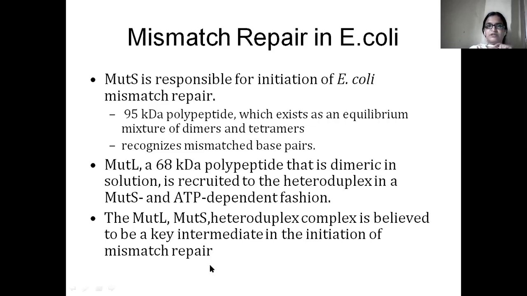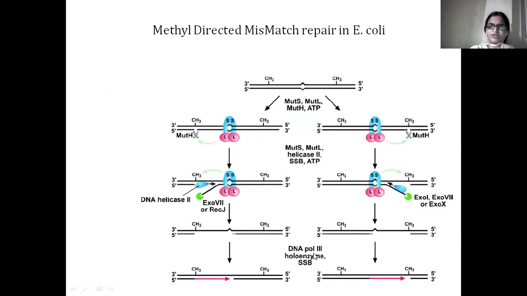So for the initiation of the mismatch repair, we require MutS protein, MutL protein, and the heteroduplex, meaning a DNA molecule where there is a problem, or where there is a mismatch present. The combination of these three things is required for the initiation of the mismatch repair.